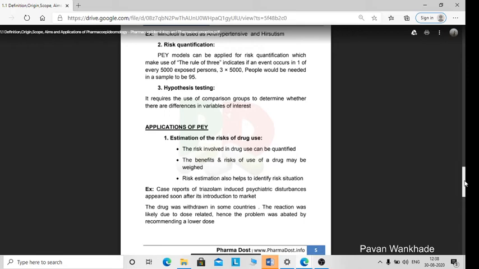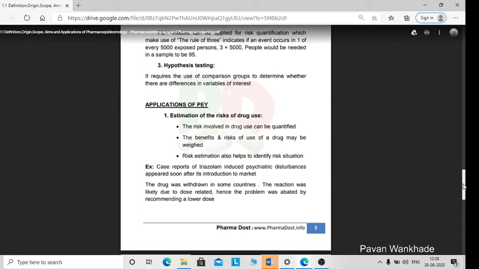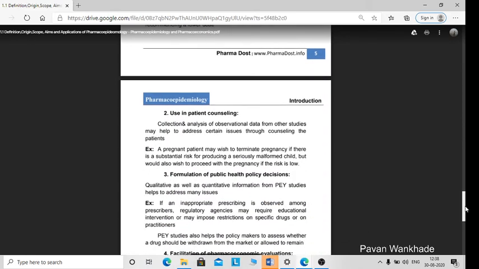An example is the case reports of triazolone-induced psychotic disturbances that appeared soon after its introduction into the market. Triazolone is used as an antipsychotic drug. Psychiatric disturbances appeared soon after introduction to the market. The drug was withdrawn in some countries. The reaction was likely dose related, hence the problem abated after some time with lower doses.